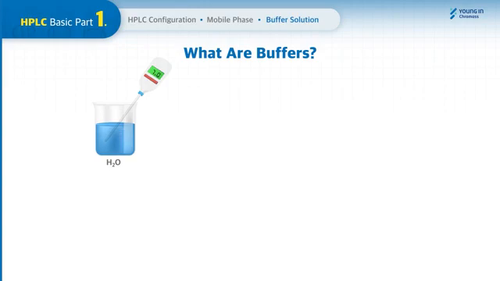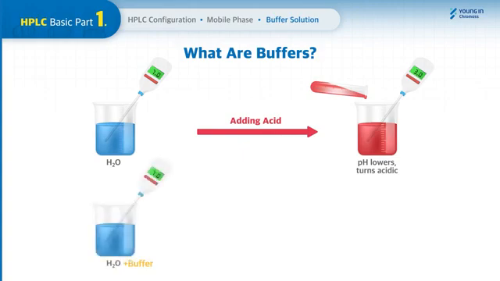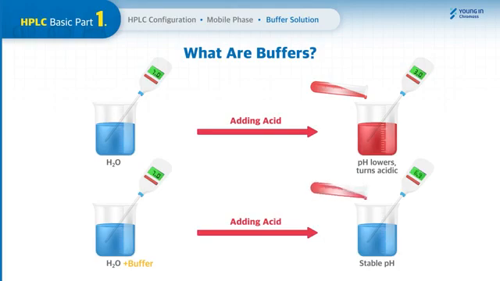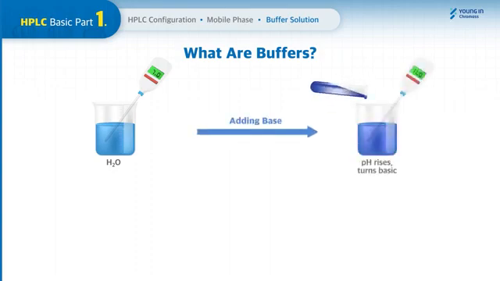Let's say there is water-based mobile phase, and if the acid is added, the pH will be lower and turn to acidic. But if we have buffer in the mobile phase, although we add acid, the pH of mobile phase will be stable. Adding base will work vice versa.